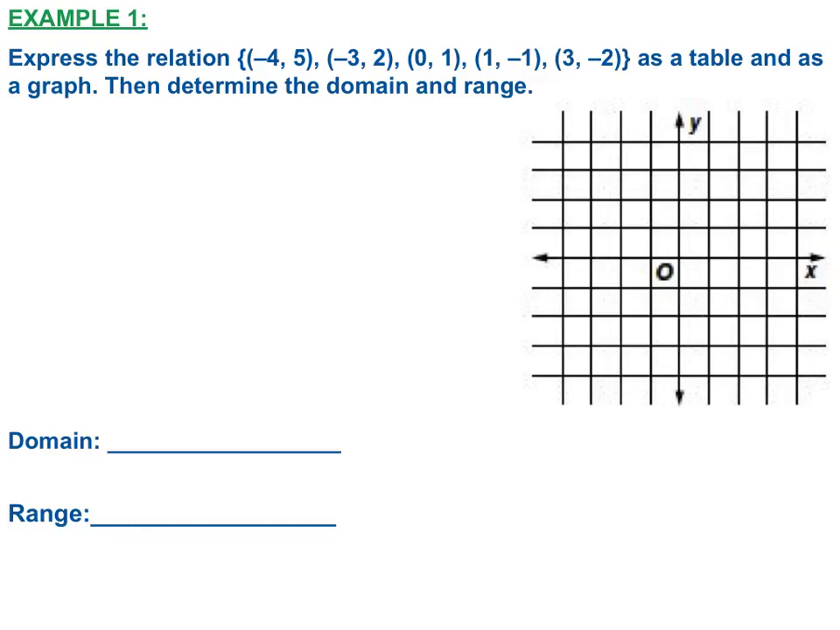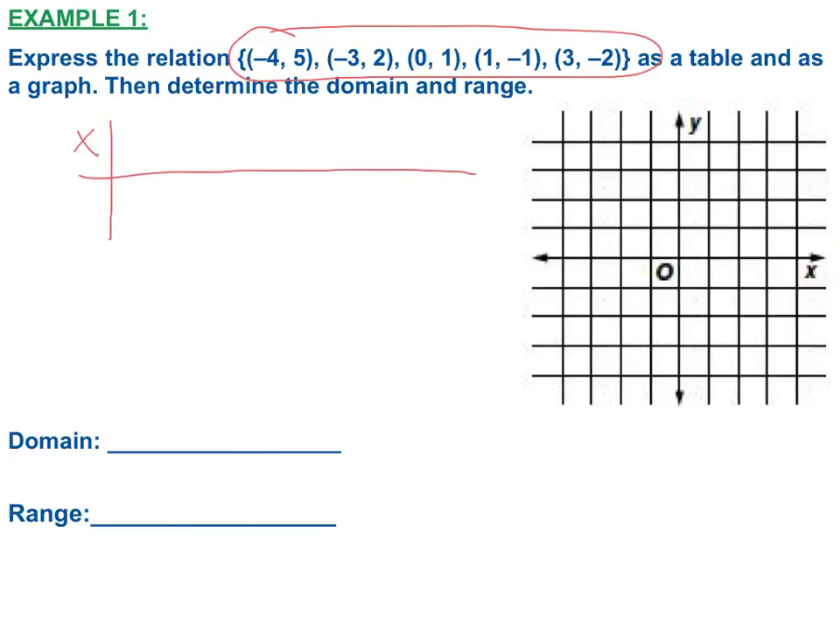Express the relation given as ordered pairs as a table and as a graph, then determine the domain and range. So here is your relation listed as ordered pairs. So let's first list it as a table. A table can be done either horizontal or vertical. I'm going to do it horizontal here just because that's the space that I have. X values go on top, Y values go on bottom. And we're going to list this in order, the x values in order from smallest to largest.